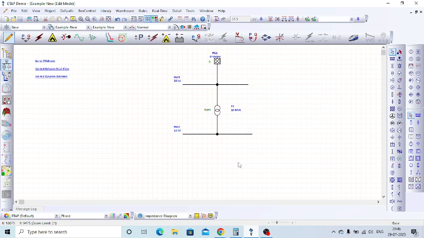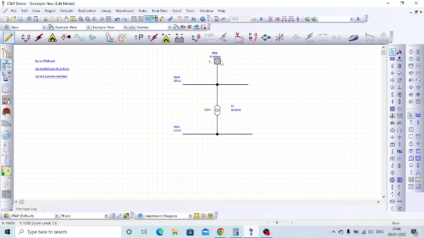Okay, suppose we consider a practical system. In a practical system there will be no swing bus. In that case, you may wonder how we are considering the swing bus in a practical system. In a practical system, there is no swing bus. The largest capacity generator is generally considered as the swing bus in the analysis.